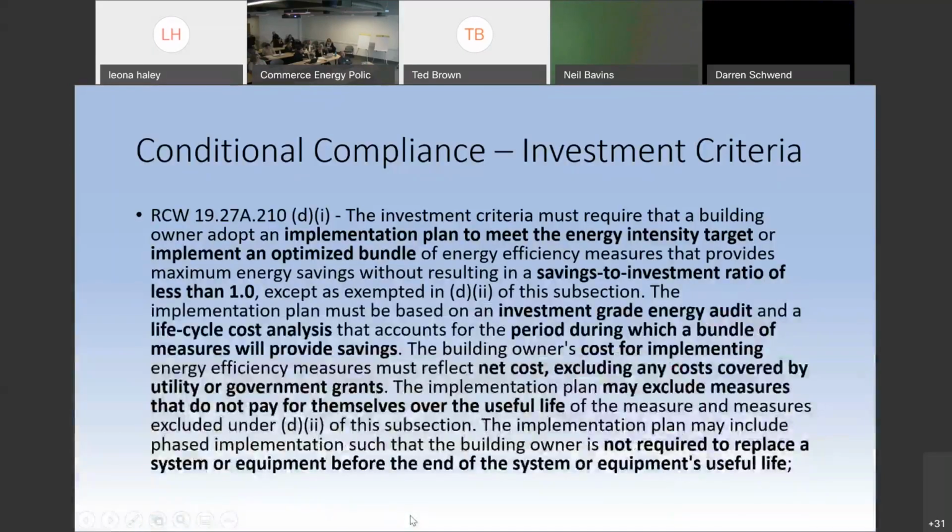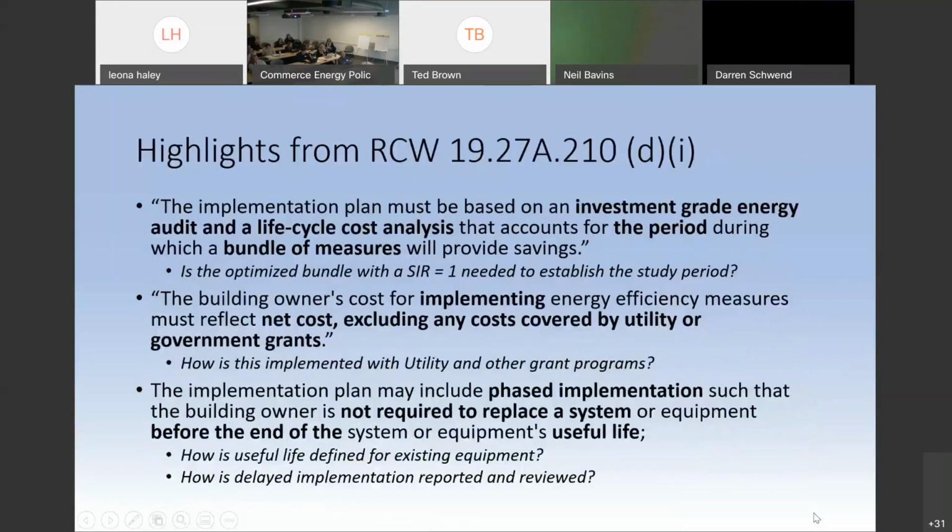And so what we're going to look at is starting at the top. There is this section of the law, which is very important to read if you are interested in this type of compliance pathway. But we're not going to read it in that detail today. You can go back and review it online. We're going to hone in on a couple sections. First, we're talking about an investment grade energy audit. So we need to know what is investment grade. We've talked about that in the previous workshops.